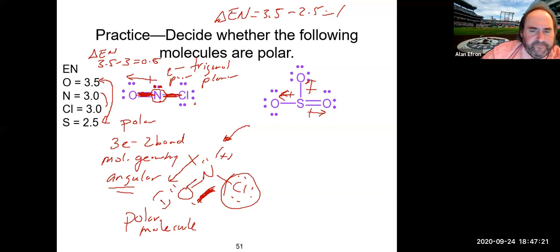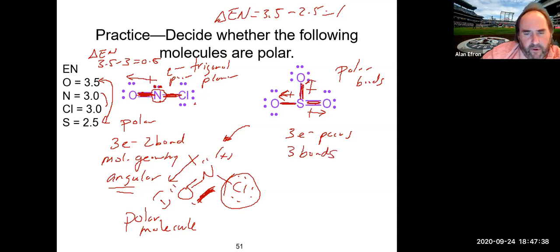And we do have polar bonds here. We do want to look at the geometry. So we have 3 electron pairs, again, 1, 2, and 3. And we also have 3 bonds, same ones, 1, 2, and 3. So 3 electron pairs, 3 bonds is trigonal planar.